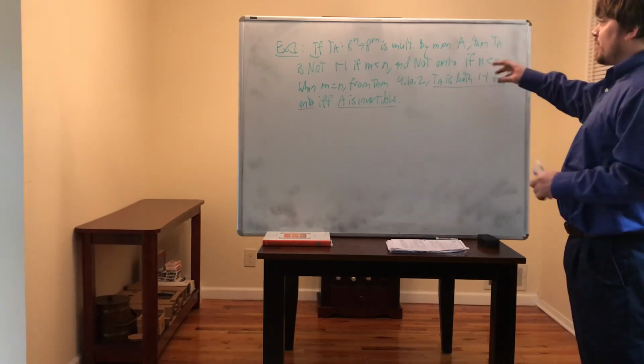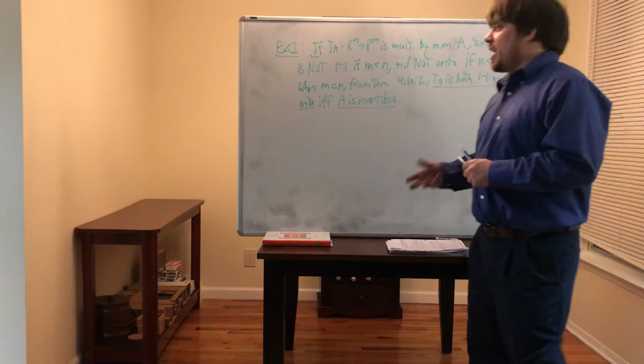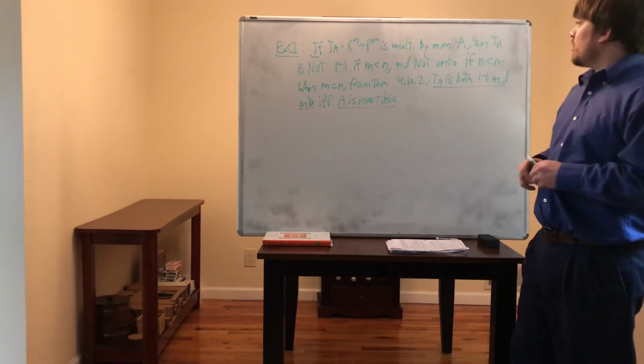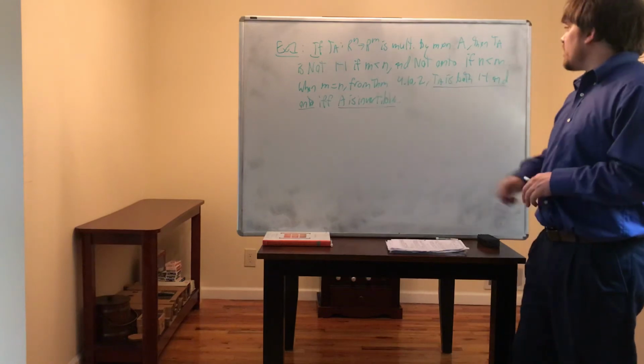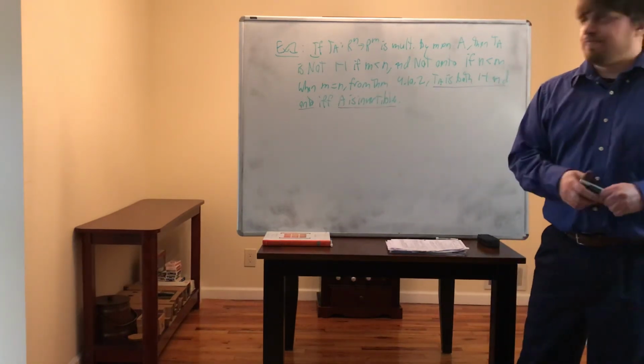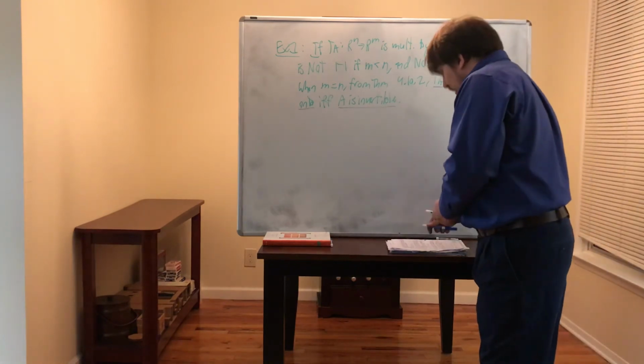Okay, and so depending on the relationship of m and n, you reach these three different conclusions. The first one is if m is less than n, the second one is if m is greater than n, and the third one is if m equals n. Okay, good.